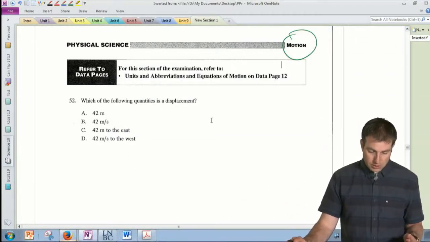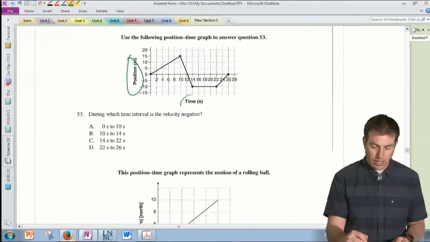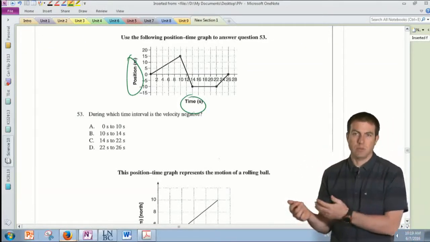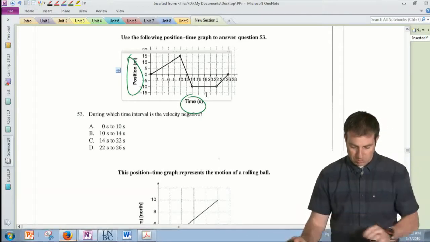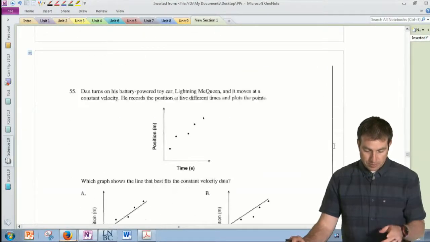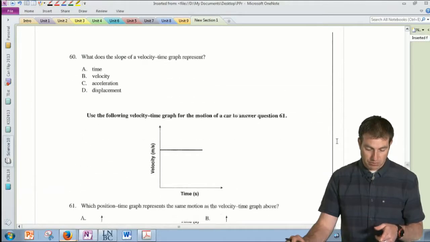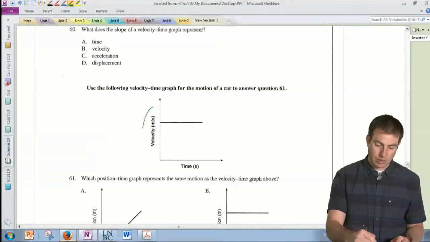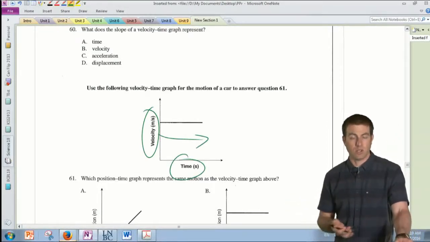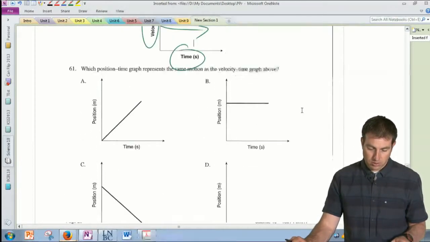What is the displacement? Please, please, please promise me you'll look at the axes of your graphs and determine if it's a velocity time graph or a position time graph. Super commonplace, students will make mistakes. Don't let it be you. It's position time, position time, position time. This one might not even have a velocity. There you go. Now it has a velocity time graph. Of course, a horizontal line on a velocity time graph means something different than a horizontal line on a position time graph. So be careful. Be careful, be careful.